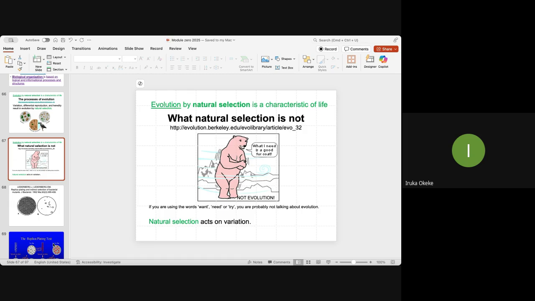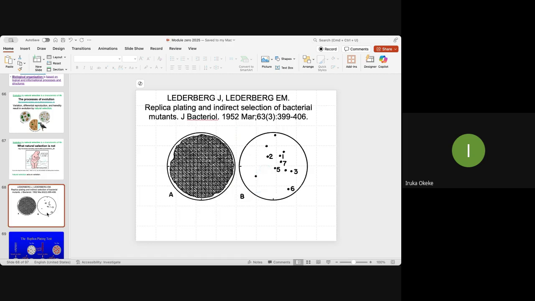So there were two important experiments that made us understand evolution in microbes, and that then made us reinterpret what Darwin had done with Origin of Species and be able to use it to understand how microbes, and in particular pathogens, change. Okay? So the first of these experiments is an experiment known as the replica plating test. And it was done by Lederberg and Lederberg. They were a husband and wife team.